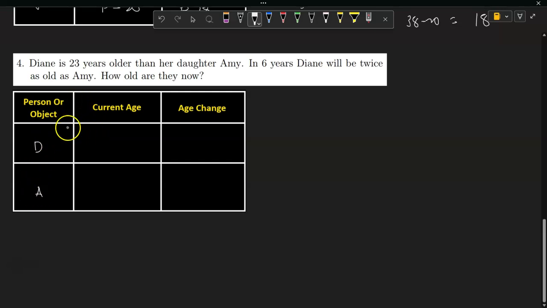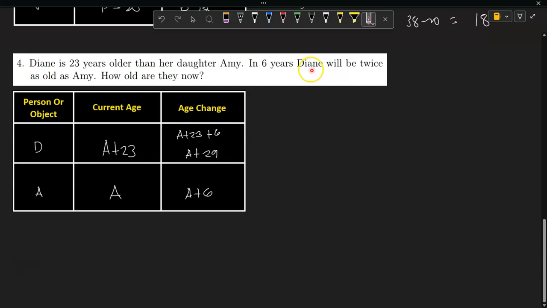How old is Diane right now? It says here, Diane is 23 years older than Amy. So if we're going to set Amy as our reference, the age of Diane is 23 years older than Amy. So this is just A plus 23. And then the age in 6 years, we're going to add 6. So this is now A plus 23 plus 6, or this is just A plus 29. And this is A plus 6.